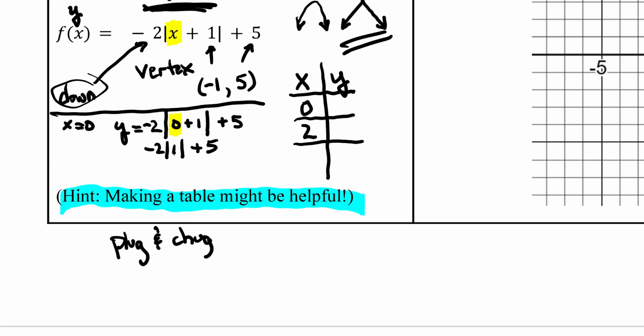Well, the absolute value of 1 is 1. It's the distance from that number to 0 on a number line. And so on a number line, here's 0, here's 1, and that distance is 1 unit. It's always going to be non-negative. So 1 times negative 2 is negative 2, plus 5. And negative 2 plus 5 would give us 3. So when x is 0, y is 3. And so we have this point 0, 3.